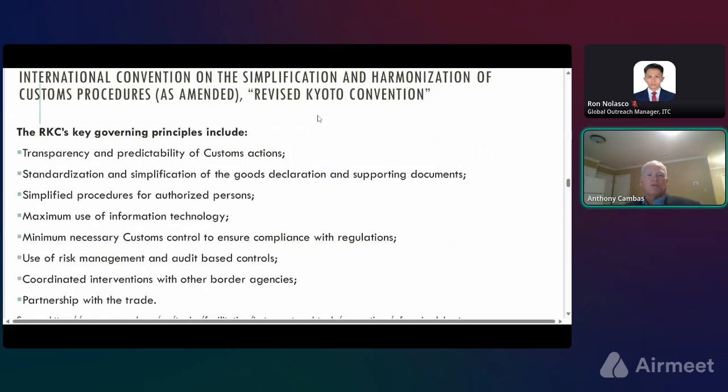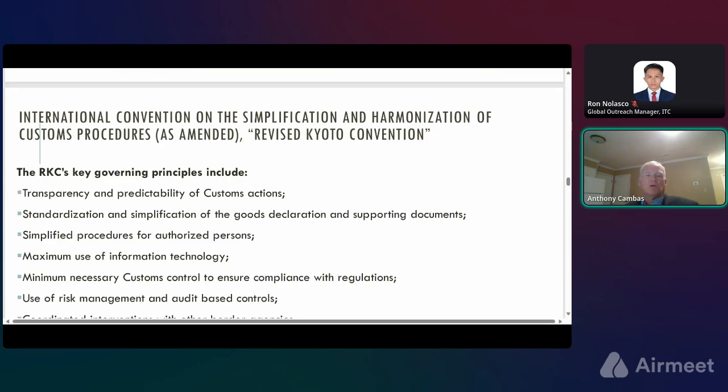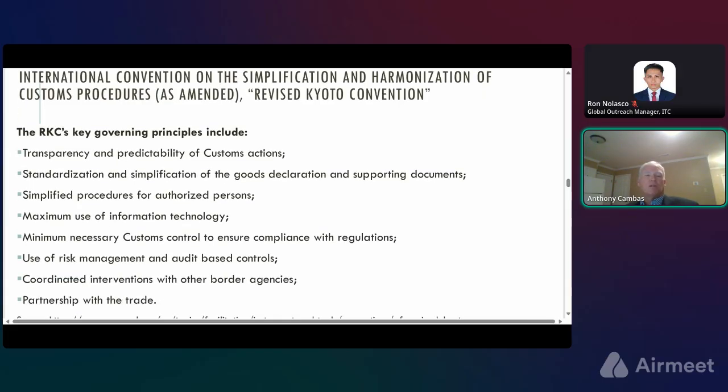The International Convention on Simplification and Harmonization. I'm going to go into another source of trade facilitation now. This is done through the World Customs Organization, the Kyoto Convention, and then the Revised Kyoto Convention. The original Kyoto Convention goes back to 1974, if I'm not mistaken. You're going to see a lot of the same concepts here: transparency, predictability, standardization, simplified procedures, maximum use of information technology, and striking the balance between trade facilitation and control.